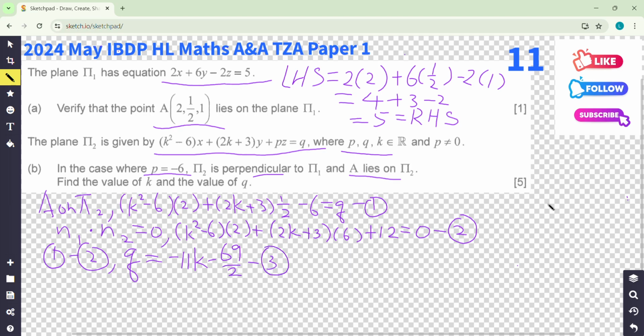So, equation 3. You have the relation for q, so we substitute back into equation 1, and then you can make a quadratic equation. So you substitute 3 back into 1, and then you do some complicated simplification, and you will find a quadratic equation for k. Try to work it out.